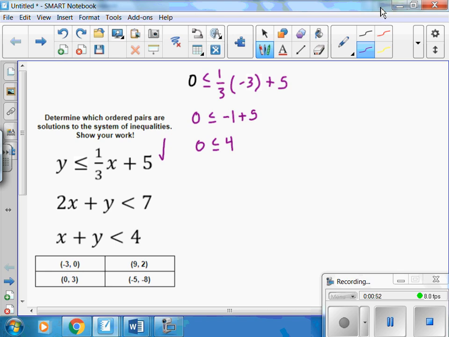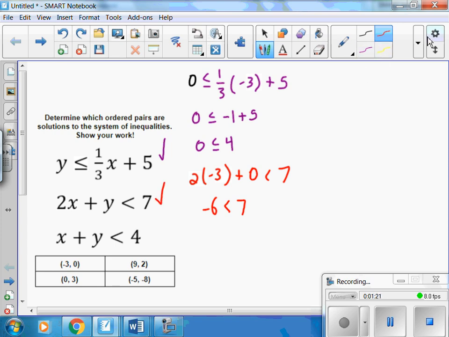Now we're going to check the next one. We're going to plug -3 in for this x right here, so 2 times -3, and then plus 0, because 0 is my y right here, and then less than 7. Okay, there's my 7. 2 times -3 is -6. -6 plus 0 is still -6. And -6 is less than 7, so it works for this one.